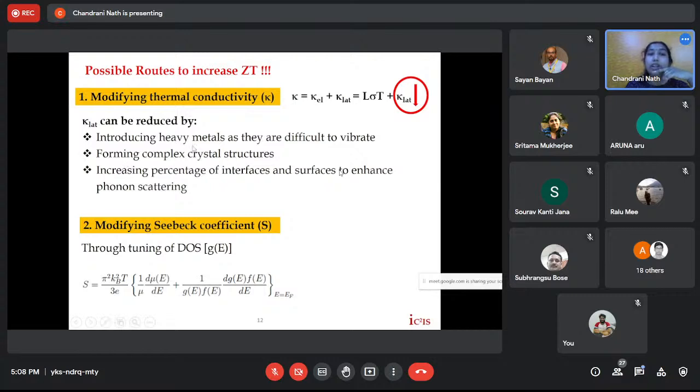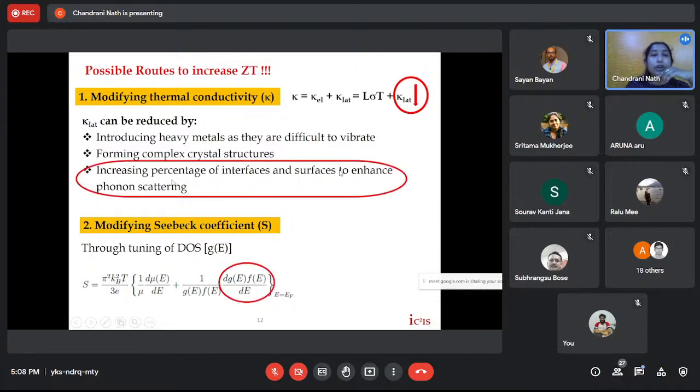On the other hand, we can also use complex crystal structures that will also reduce the phonon part of the thermal conductivity. Another important point is that we can increase the percentage of interfaces and surfaces to enhance phonon scattering. If we increase the phonon scattering, that will hinder its movement, and in turn reduce the phonon part of the thermal conductivity.